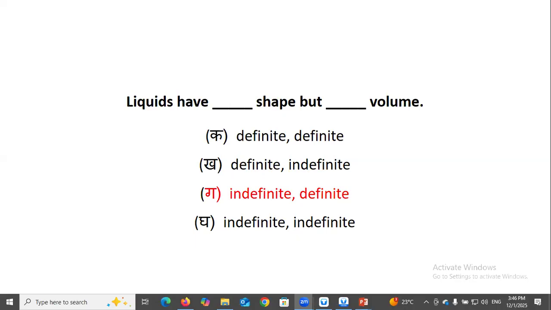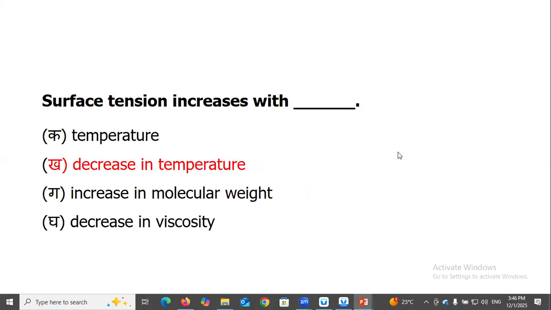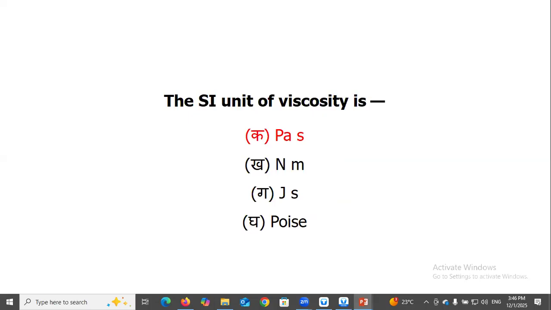Okay, liquids have indefinite shape but definite volume. Liquids have indefinite shape but definite volume. Surface tension increases with decrease in temperature. The SI unit of viscosity is Pascal.